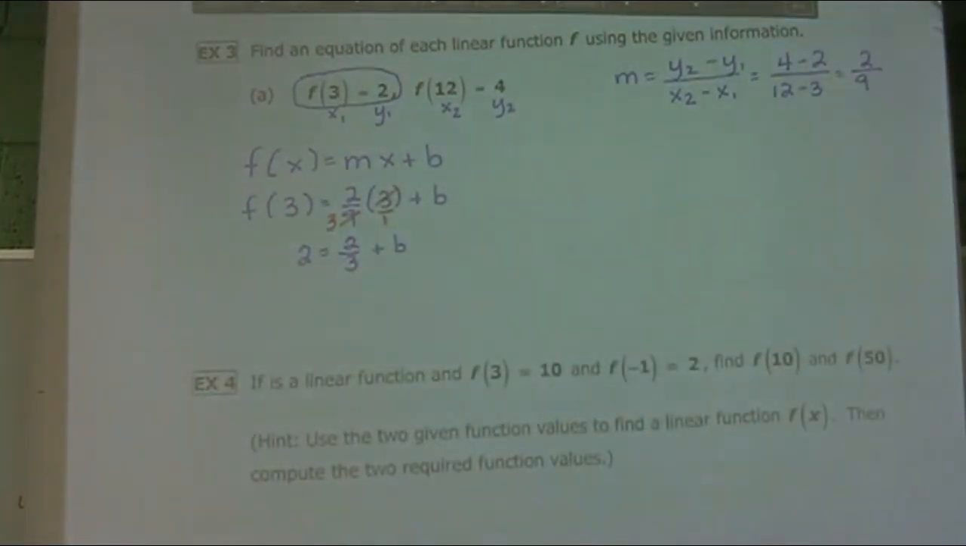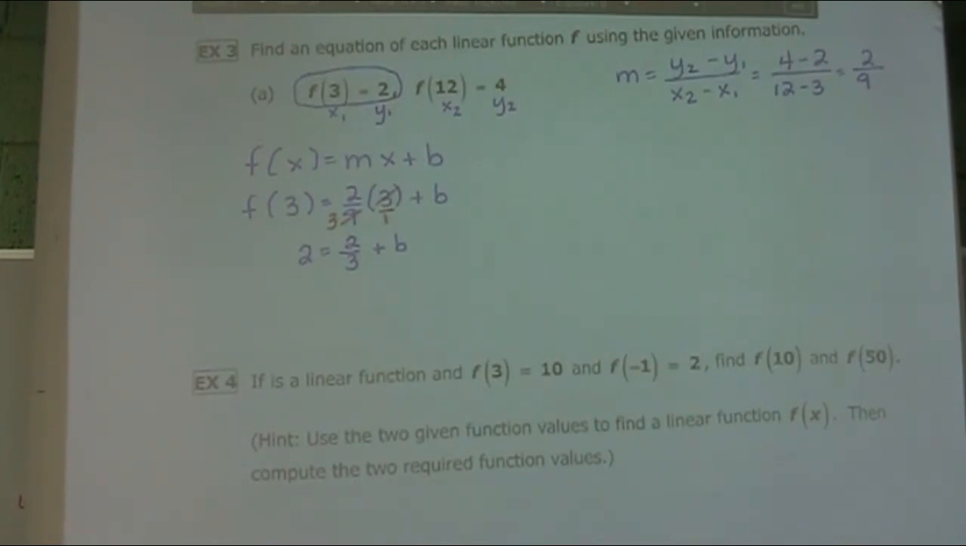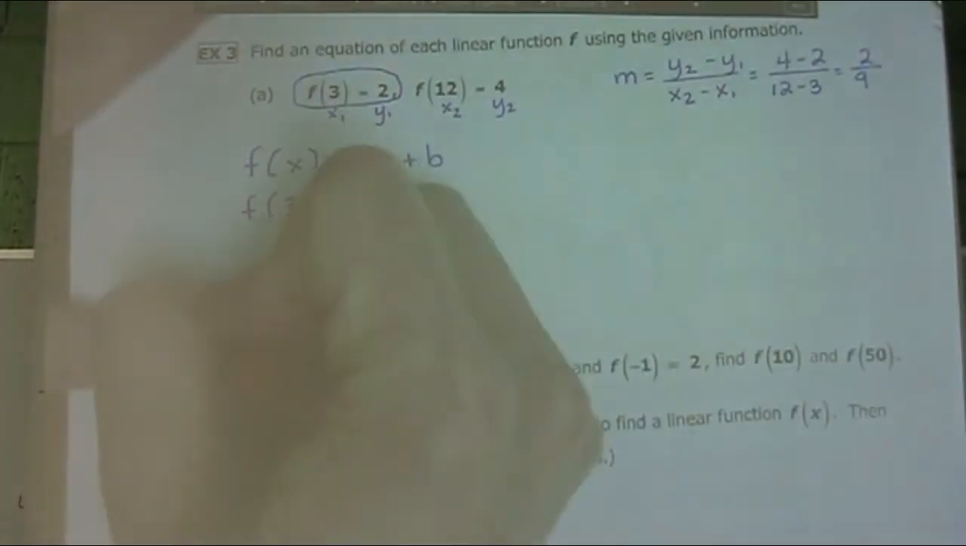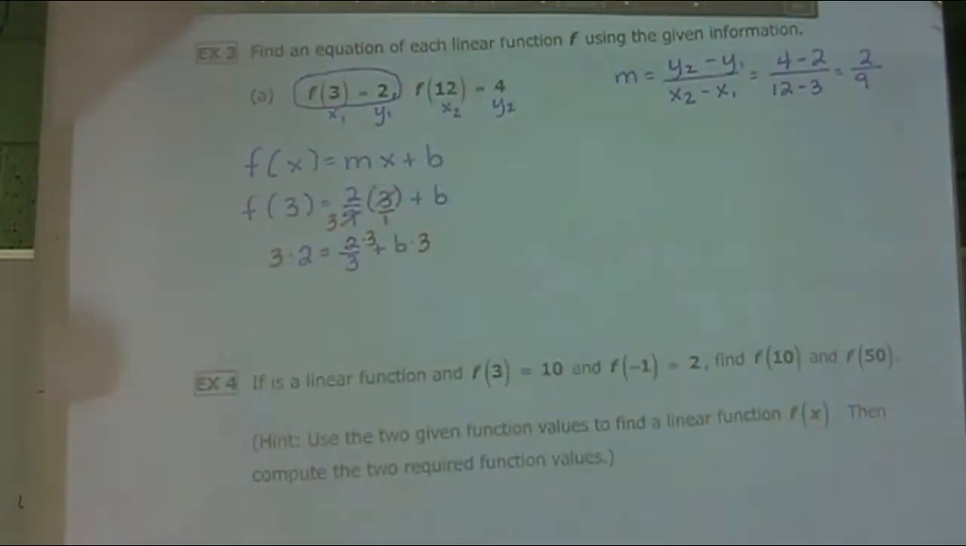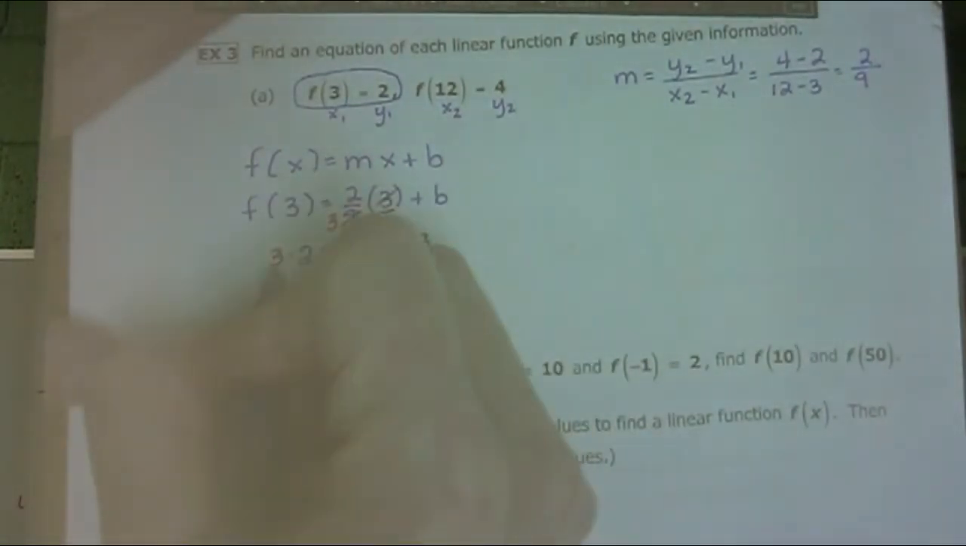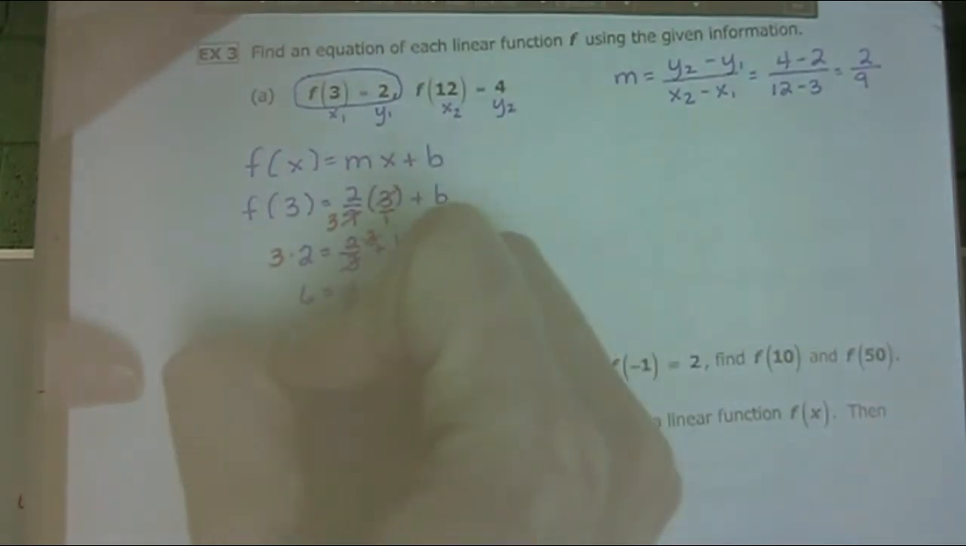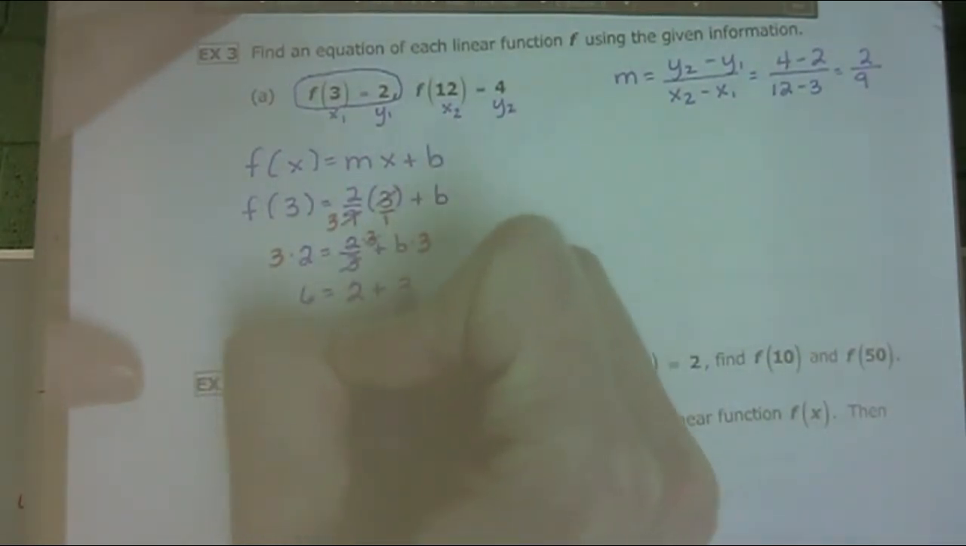Now, your options with this are, you can work this through by adding and subtracting fractions, totally acceptable, or you can get rid of the fractions by multiplying both sides by 3. I suspect most people like to get rid of the fractions, so that's what we'll do. We're going to multiply both sides by 3, which means multiply everything by 3. Here we've got 3 times 2, which is 6. Here, the 3's cancel, and it gives us 2 plus 3b.